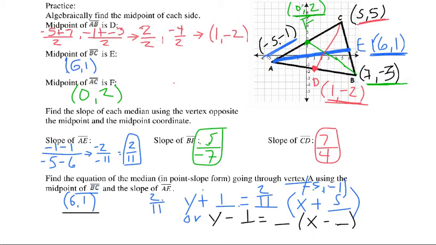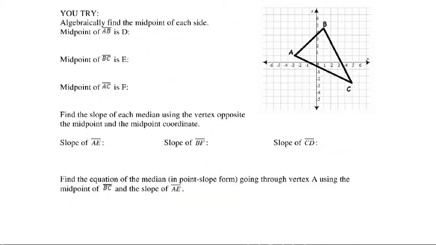On this problem, I want you to try out all of the steps all by yourself. Remember, you can color code if you want, like I did. First find the midpoint of AB, then find the midpoint of BC, and so forth, all the way down to the equation of the median going through vertex A again. So go ahead and push pause, work them all out, and then when you're ready to check your answers, push play.